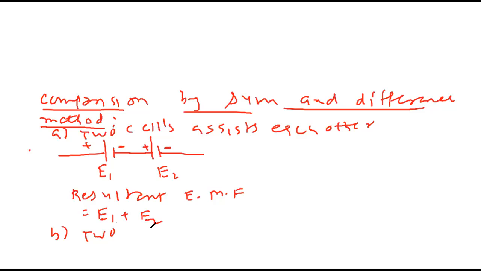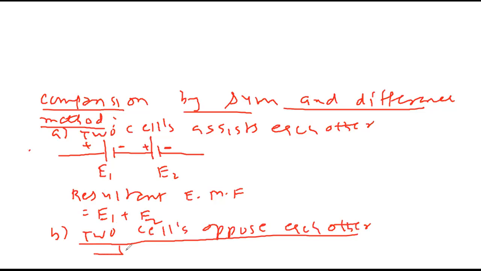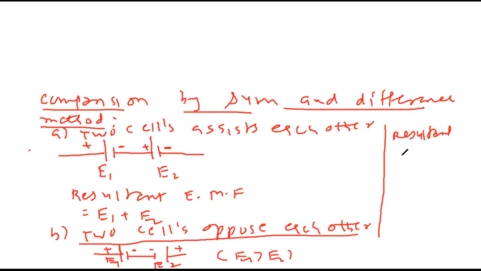Now, when do two cells oppose each other? That means minus is connected to minus and plus is connected to plus. Then we say they are opposing. If I assume that E1 is greater, what will be the resultant EMF? E1 minus E2. If E2 is greater, then E2 minus E1. So just copy these two diagrams for assist and oppose and write the resultant EMF.